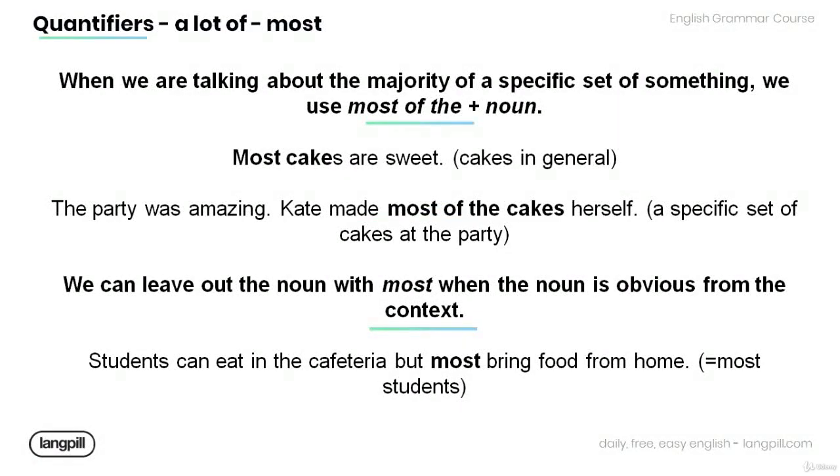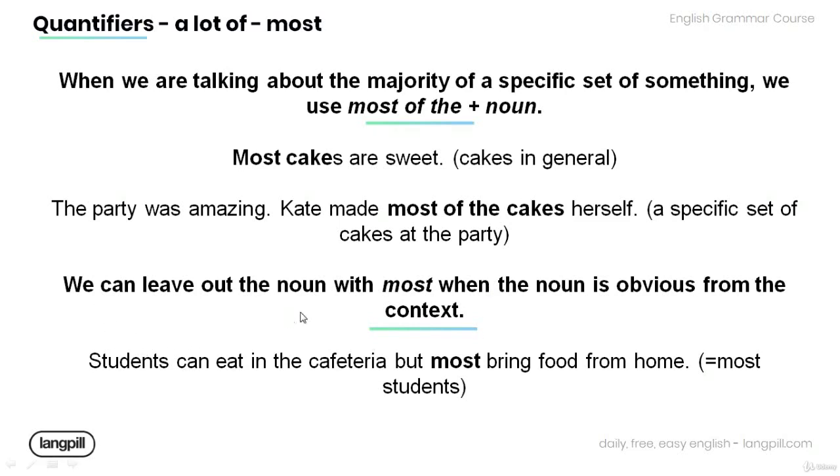Now, when we are talking about the majority of a specific set of something, we use most of the plus noun, as in the example below. Most cakes are sweet. Cakes in general. The party was amazing. Kate made most of the cakes herself. Cakes in the sentence meaning a specific set of cakes at the party.